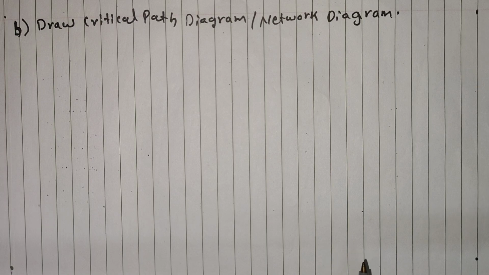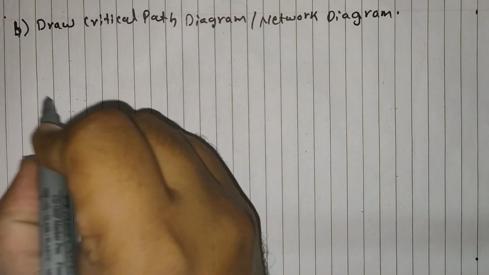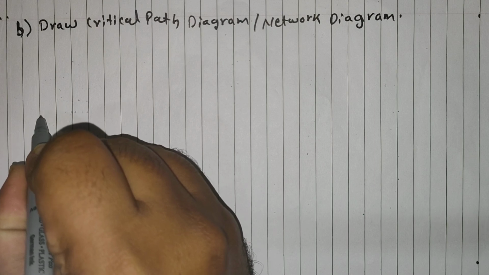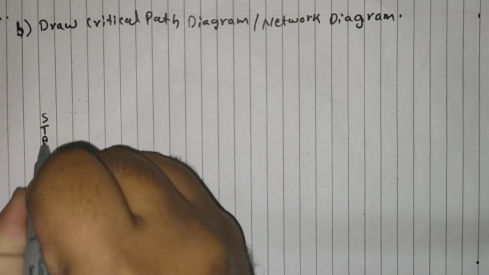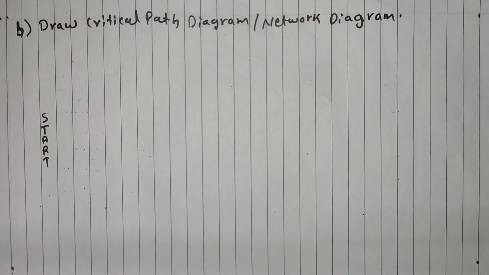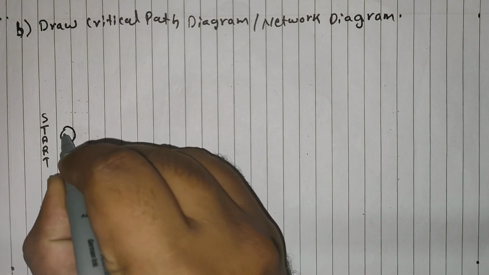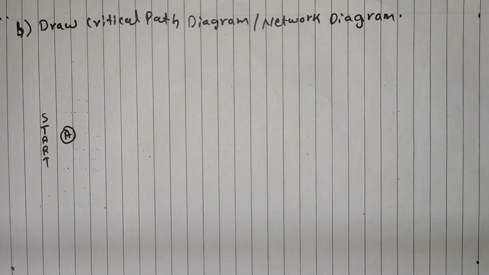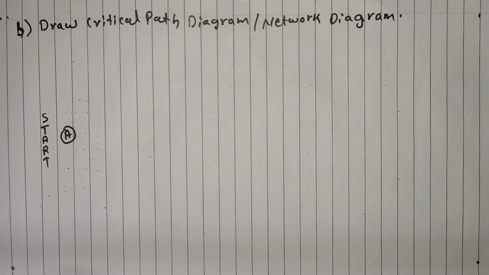For any network diagram, initially you have to write start, because we are starting with the first activity. So which activity in that table doesn't have any predecessor? That is activity A. So activity A will be the first activity. The activity which does not have any predecessor will be your first activity.